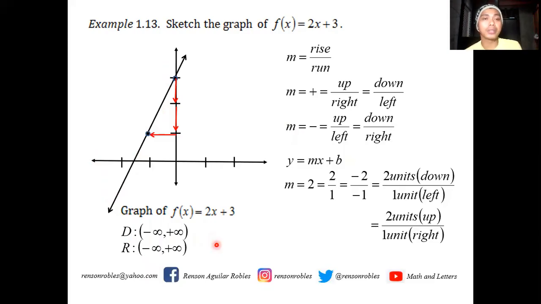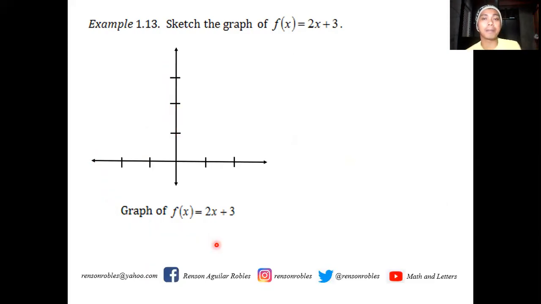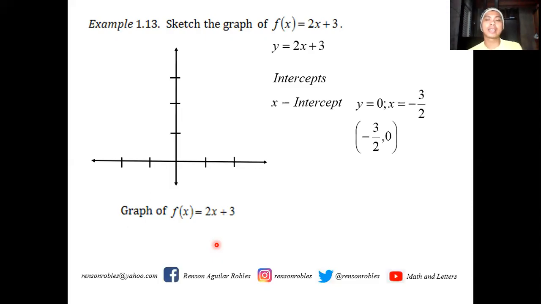Another way to sketch the graph of this function is by applying the intercept technique. Here we will get the x-intercept. The x-intercept is the point on the x-axis through which the graph passes, and here we set y equals 0. So when y equals 0, we solve for x equal to negative 3 halves. So we have the ordered pair (negative 3 halves, 0) as a point on this line.